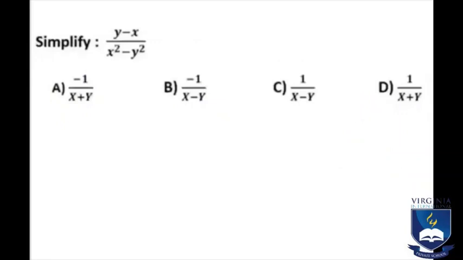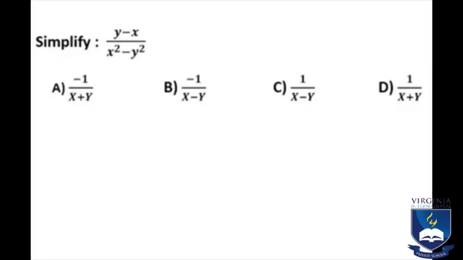Simplify (y minus x) over (x to the power of 2 minus y to the power of 2). A. Negative 1 over (x plus y). B. Negative 1 over (x minus y). C. 1 over (x minus y). D. 1 over (x plus y).